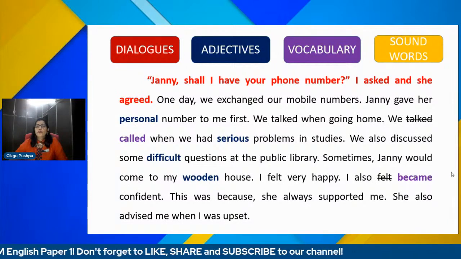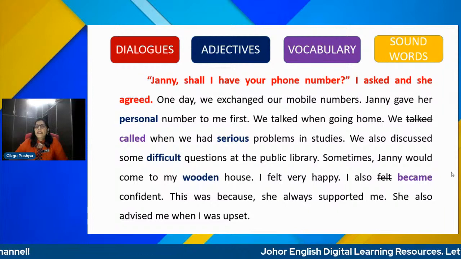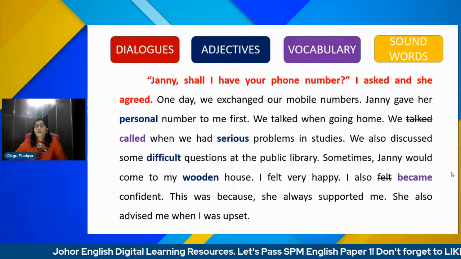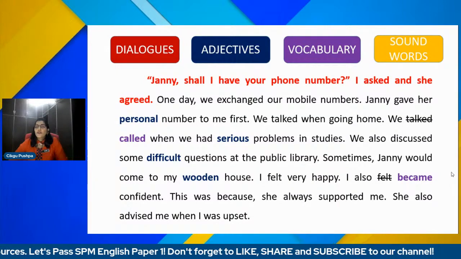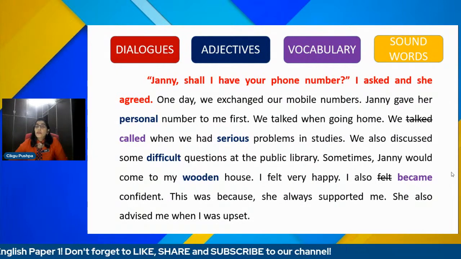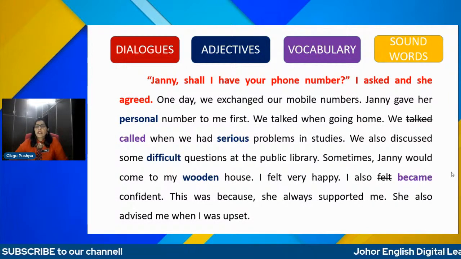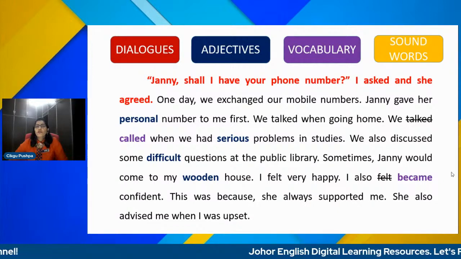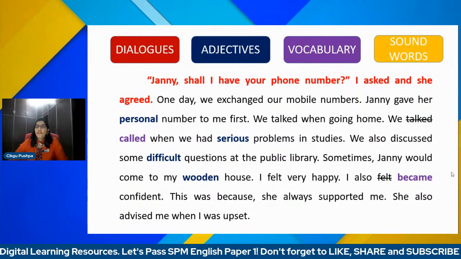Sometimes Jenny would come to my house. Never mind, you don't have to be like, oh, teacher, I don't think so. This is an appropriate word. Okay, just use it. And here you have a wooden house. Just write that because you are describing what kind of house that you have. Wooden house. I felt very happy. I also felt. Again, you're using the word felt. So you can use another word, perhaps became, right? So I also became confident. This was because she always supported me. She also advised me when I was upset. See, when you are bringing in this kind of elements, your paragraphs sound better.